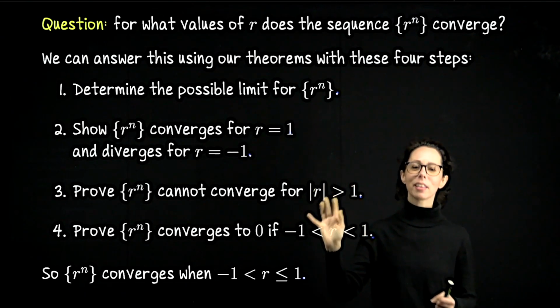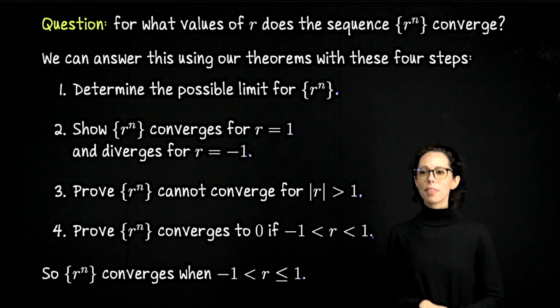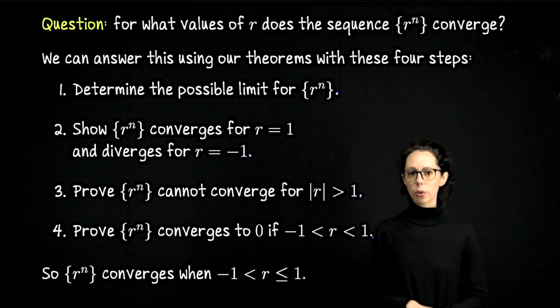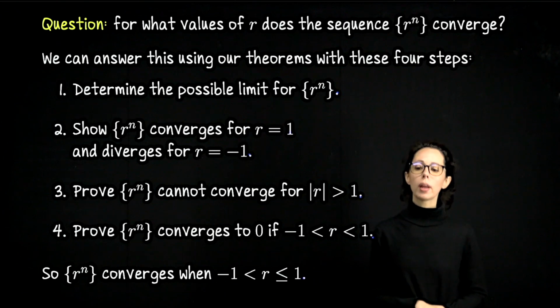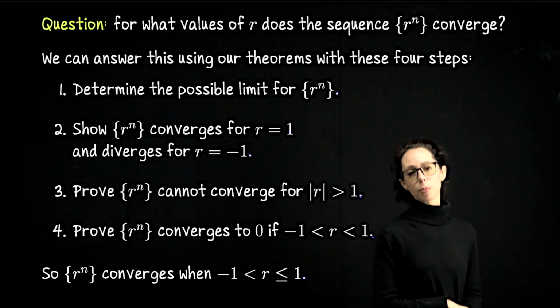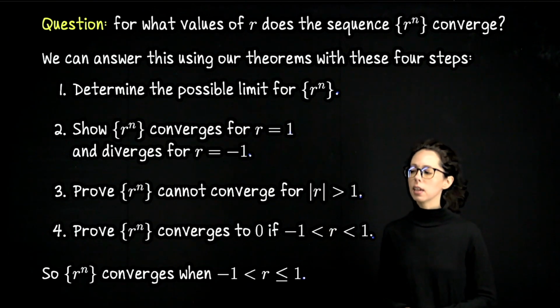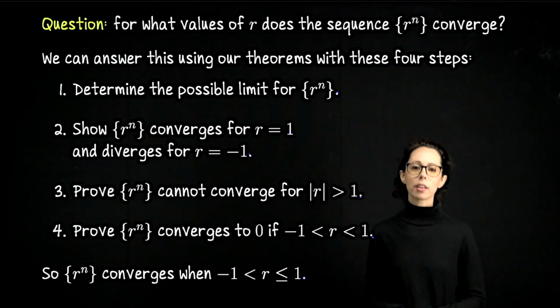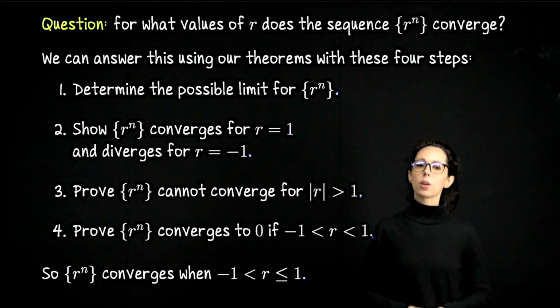Okay, we've basically done it out loud, but I'll write it down. It diverges when r is negative 1. Then we will prove that if the absolute value of r is bigger than 1, the sequence cannot converge. So it diverges whenever the absolute value of r is bigger than 1. However, it converges when r is between negative 1 and 1. If you put all this together, you'll see that the conclusion is that the sequence r to the n converges when negative 1 is less than r is less than or equal to 1.